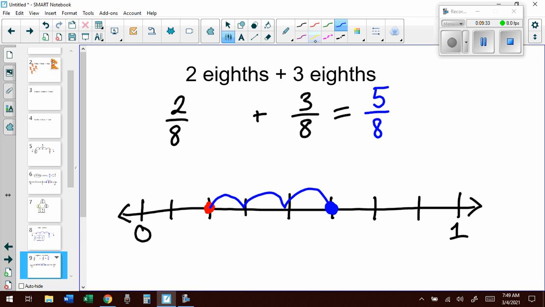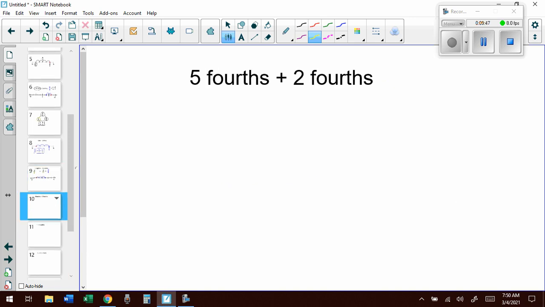Good, and see we have like denominators, 8 and 8. So we were just able to add 2 plus 3, and we got 5. Now this is a little bit different. So we notice from our fractions we have a 5/4 plus 2/4.